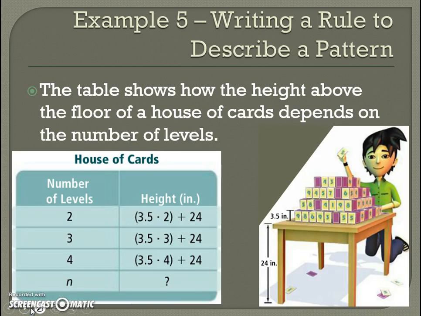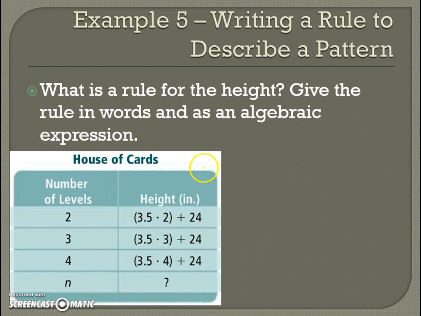Okay, so example 5, it says writing a rule to describe a pattern. It says the table shows how the height above the floor of a house of cards depends on the number of levels. So here we have a diagram of this. Here's the house of cards. We have the card height being 3.5 inches, and then the height of the table is 24. Notice over here that this 24 is always added to that. That's called a constant in math, and we'll talk about that in more detail later on. But the question that we're going to be dealing with in this is, what is a rule for the height? Give the rule in words and as an algebraic expression.